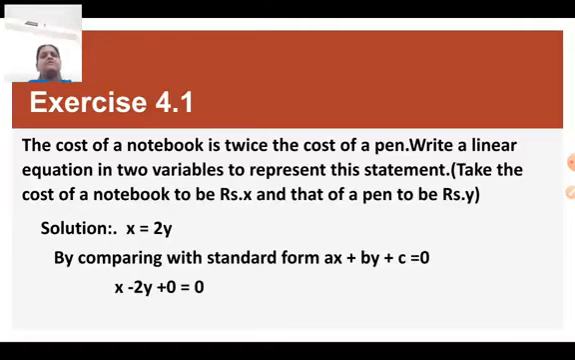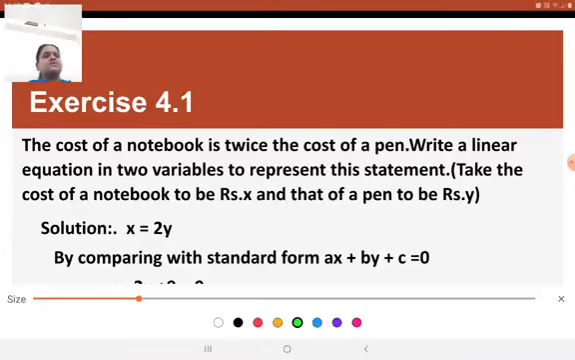Over here, the first sum. The cost of a notebook is twice the cost of a pen. Write a linear equation in two variables to represent this statement. Take the cost of a notebook to be rupees X and that of a pen to be rupees Y. Can you see over here? It is specifically given that we have to consider the notebook value as rupees X and the value of a pen as Y. So read the statement.